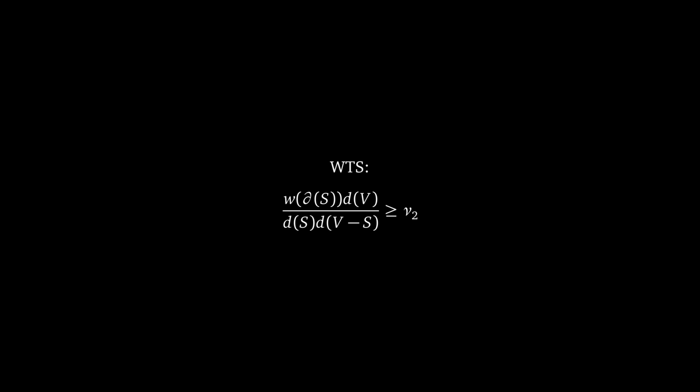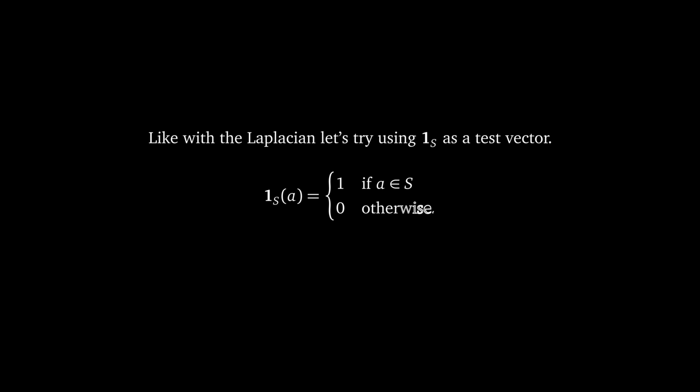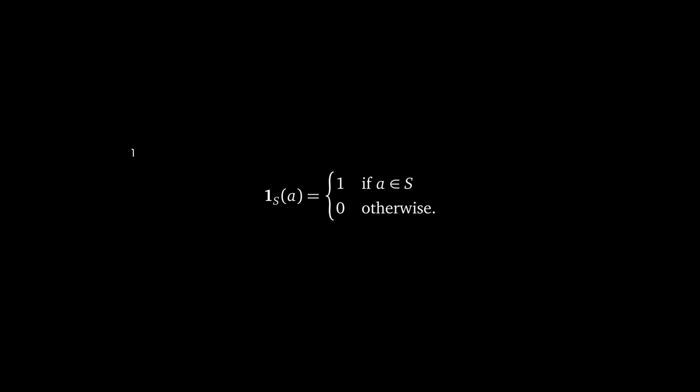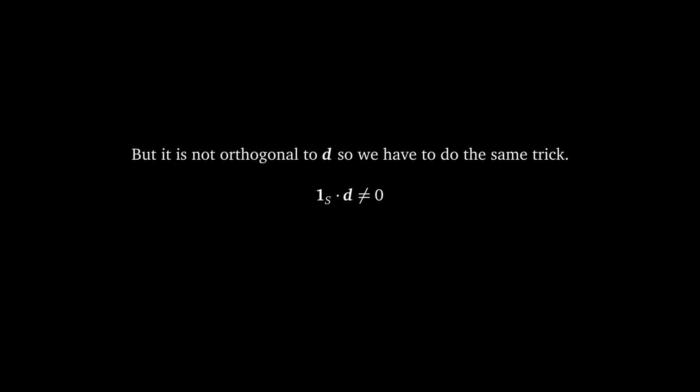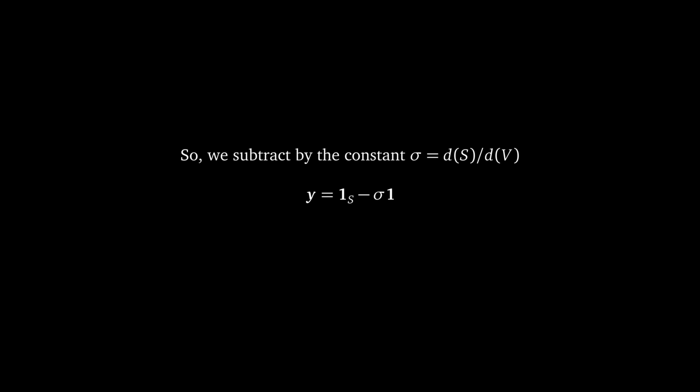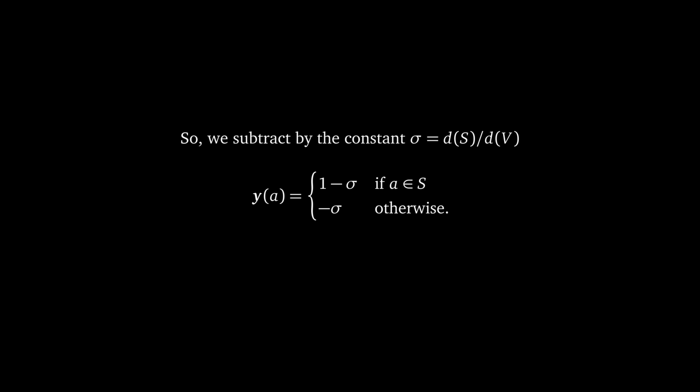We'll be using this definition of conductance throughout the proof. Like with the Laplacian, let's use the indicator function of our subset as a test vector. We can notice that it's not orthogonal to D, so we'll have to use the same trick with the Gram-Schmidt type process. Here we have to subtract by the constant sigma instead of S. And now let's just check orthogonality. And we get 0, so we're good.